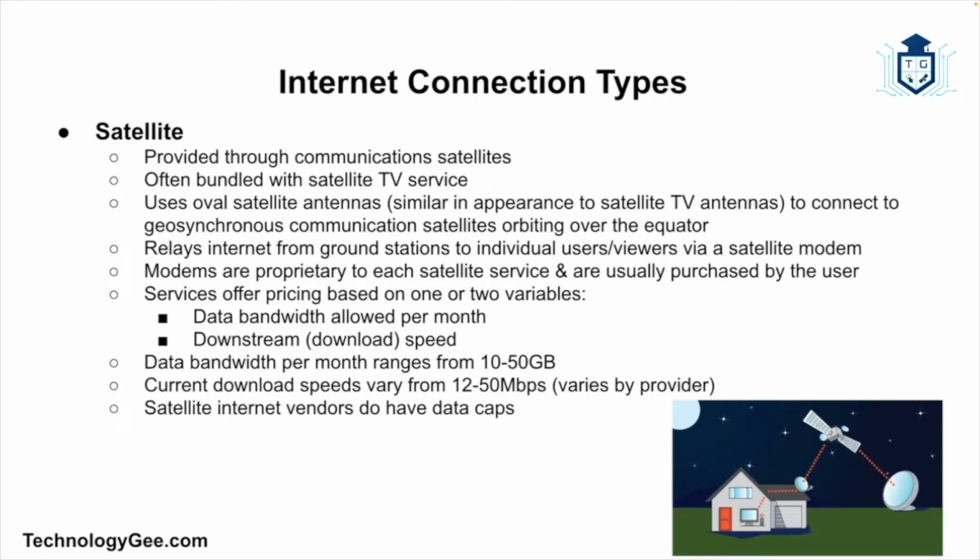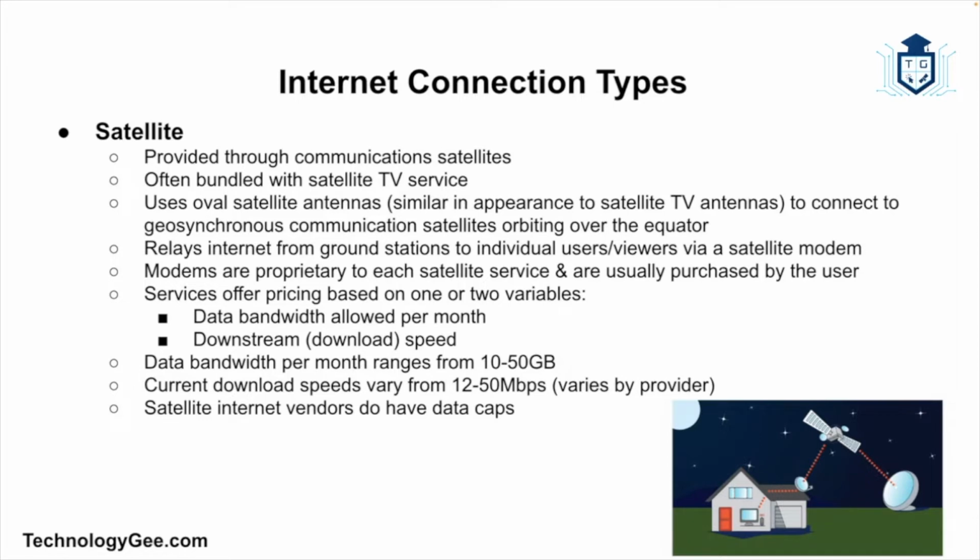A satellite internet service uses an oval satellite antenna, which is very similar in appearance to that of a satellite TV antenna. And it uses that to connect with geosynchronous communication satellites orbiting over the equator. And these satellites relay internet from ground stations to individual users and viewers via a satellite modem. And satellite modems are proprietary to each satellite service and are usually purchased by the user.